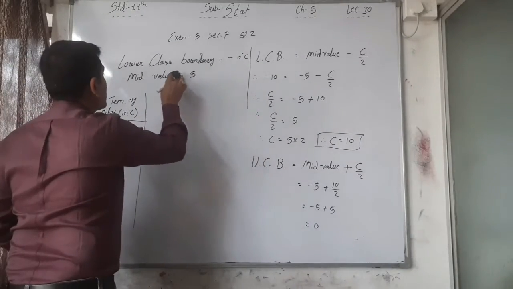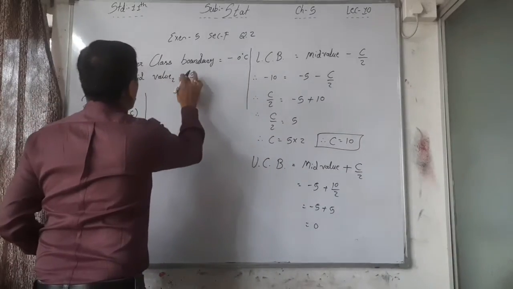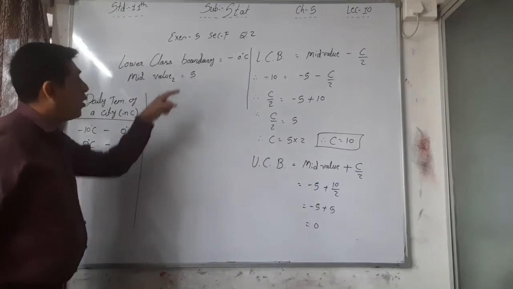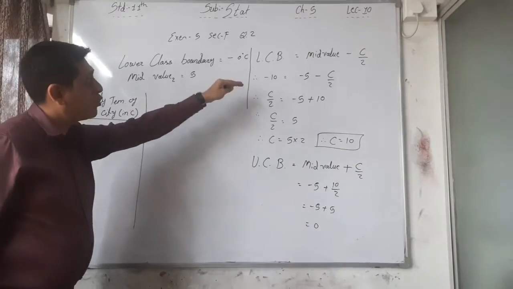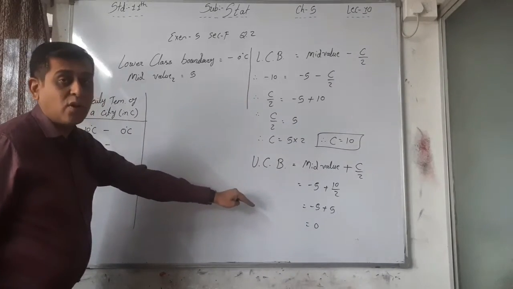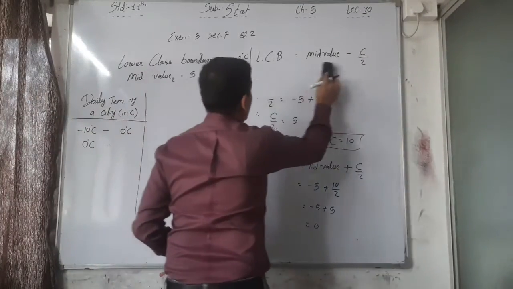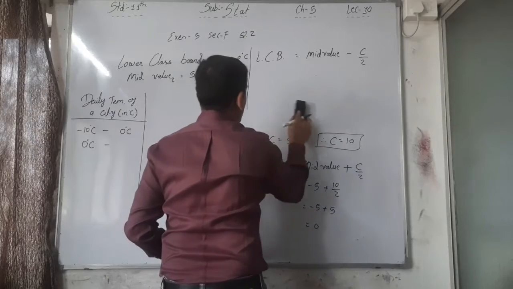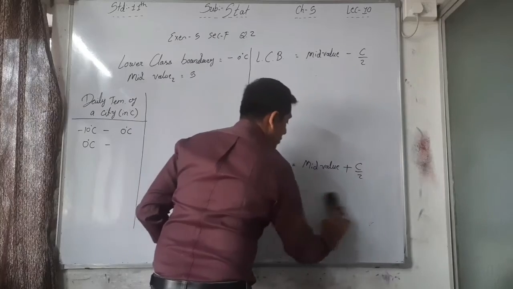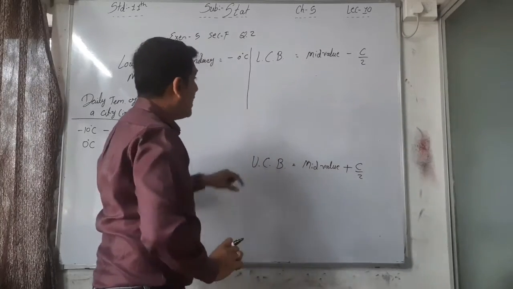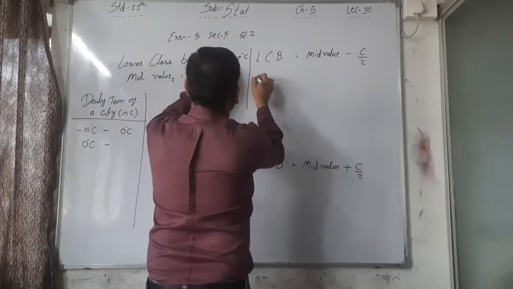Your second mid value. What is your second mid value? 5. Your second mid value is 5. So now on the basis of these two, again we have to apply this formula to find out C, as well as this formula to find out the upper class boundary. So here, see that again using this formula we are finding out the next mid value as well as the next class length as well as the upper class boundary. Lower class boundary for this data is 0.